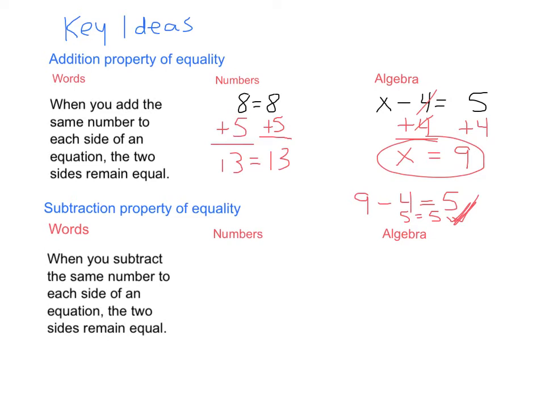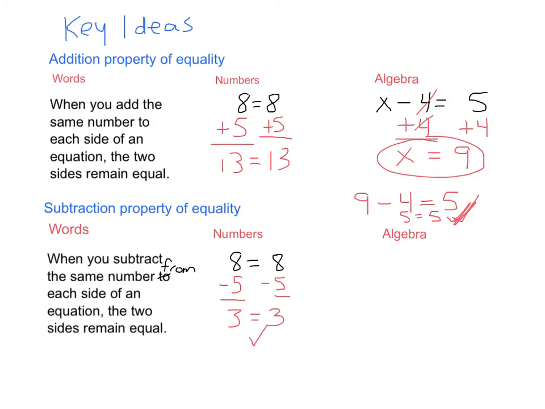So for subtraction, the same thing is true. When you subtract the same number from each side of an equation, the two sides remain equal. Oops, I should reword that. Please change that to from each side of an equation. Let's do the same thing with my numbers. If I had 8 equals 8 and I took away 5 from each side, because I took it away from both sides, 8 minus 5 is 3, and 3 still equals 3, right?